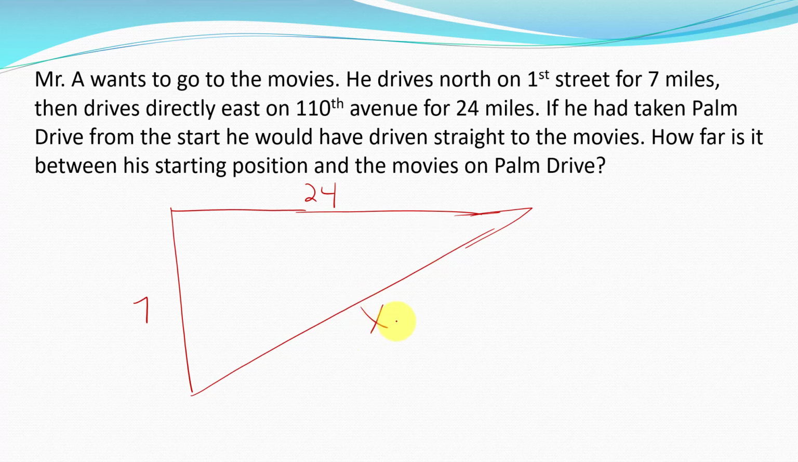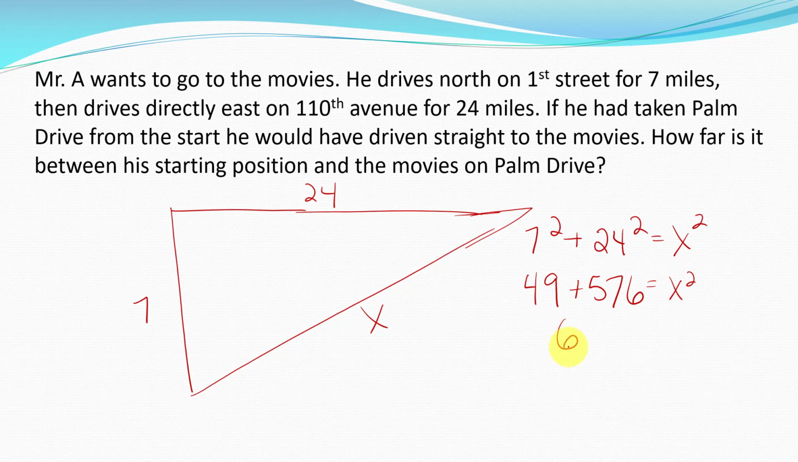Here's your variable. Looking for the hypotenuse, 7 squared, leg plus leg equals hypotenuse squared. Work out these numbers. Add them up. Take their square roots. And in this case, it came out nice and even at 25 miles.